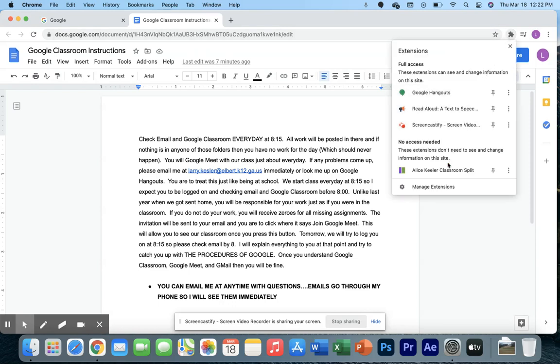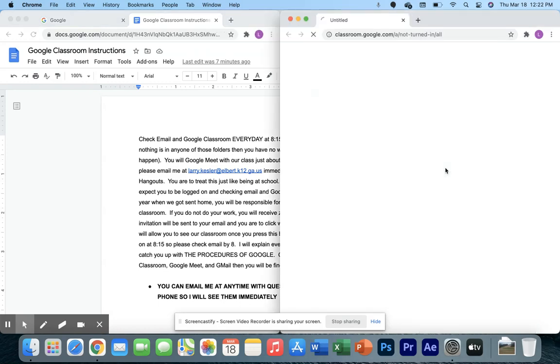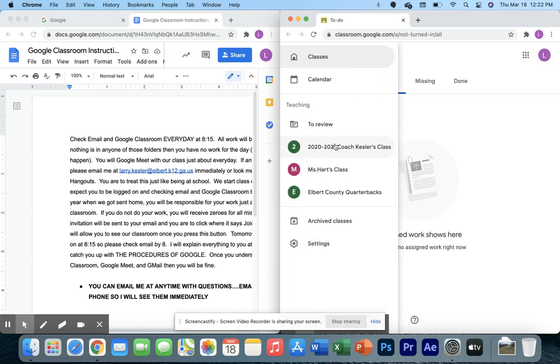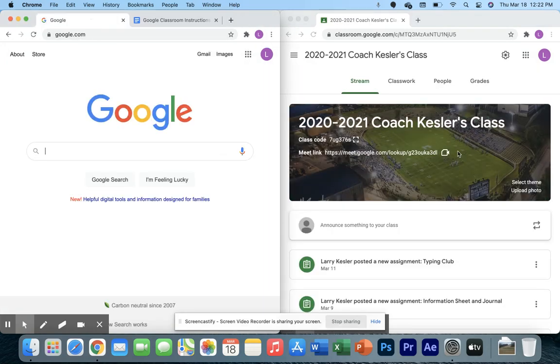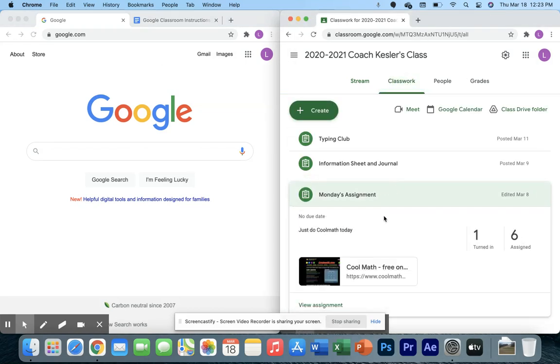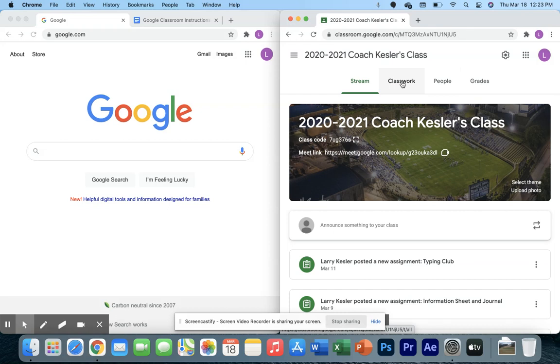Finally, the one that we use a lot in here, because I am such a Google Classroom guy, I guess, is the Alice Keeler Classroom Split. What it does is allow my students to get on here. When they click on it, it takes them straight to their Google Classroom, and right here they can have split screens, and they can see their assignment over here, but they can also be over here working on it. That way they're not having to flip back and forth. Motor skills are some of the issues I deal with on a daily basis with my students, and this kind of helps that out. So that's one reason I like the Alice Keeler Classroom Split.